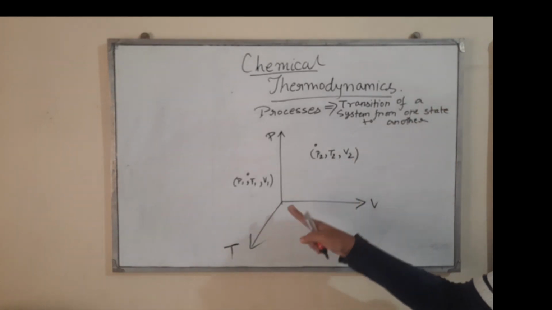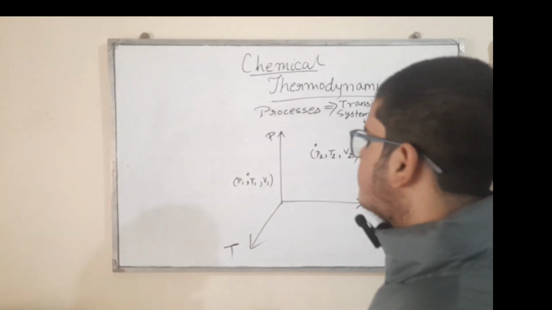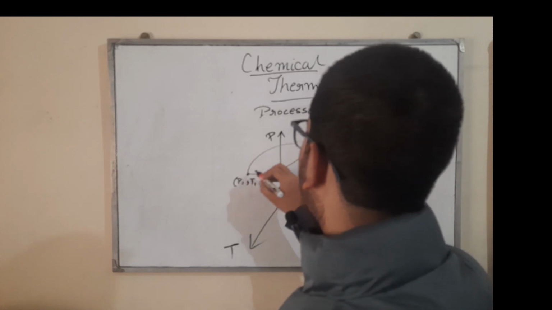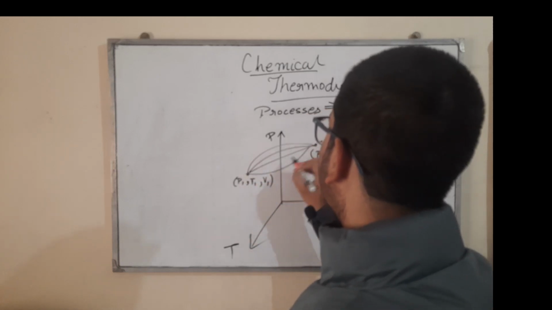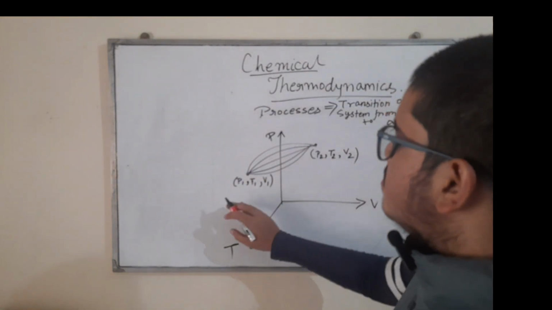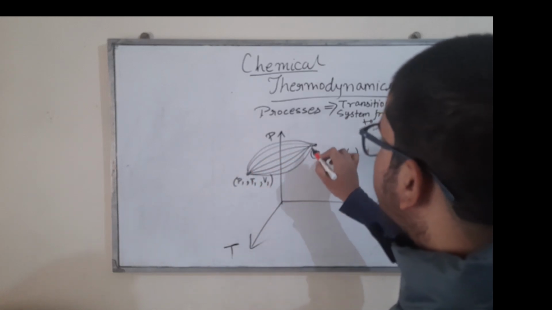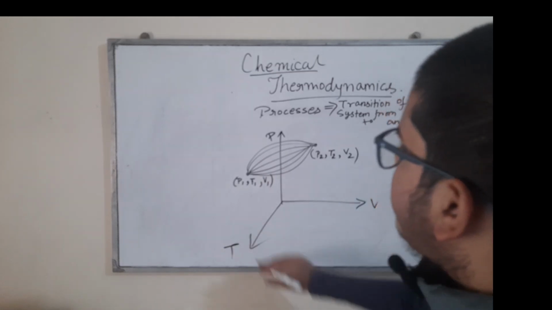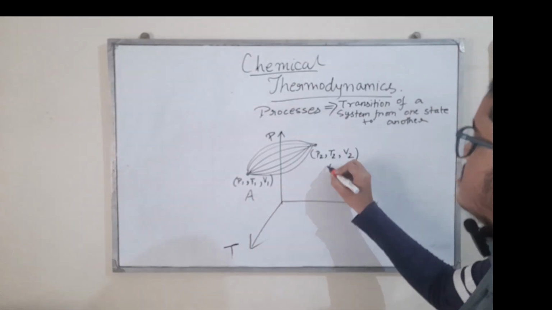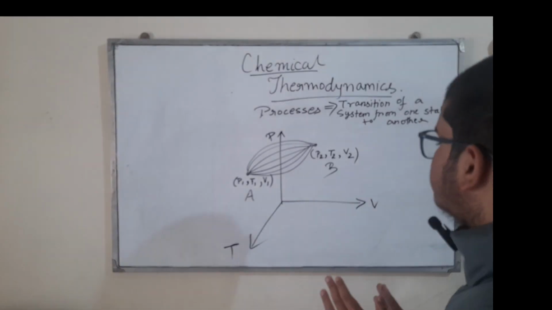None of the parameters are constant here. But this is also a transition from one state to another. And there can be these curves, which represent various paths taken to reach from this state to this state. So there can be an infinite number of processes to reach from one state to another. I can draw infinite curves to reach from this state, let's call it state A, to state B of the system. I hope you understand what's happening here.